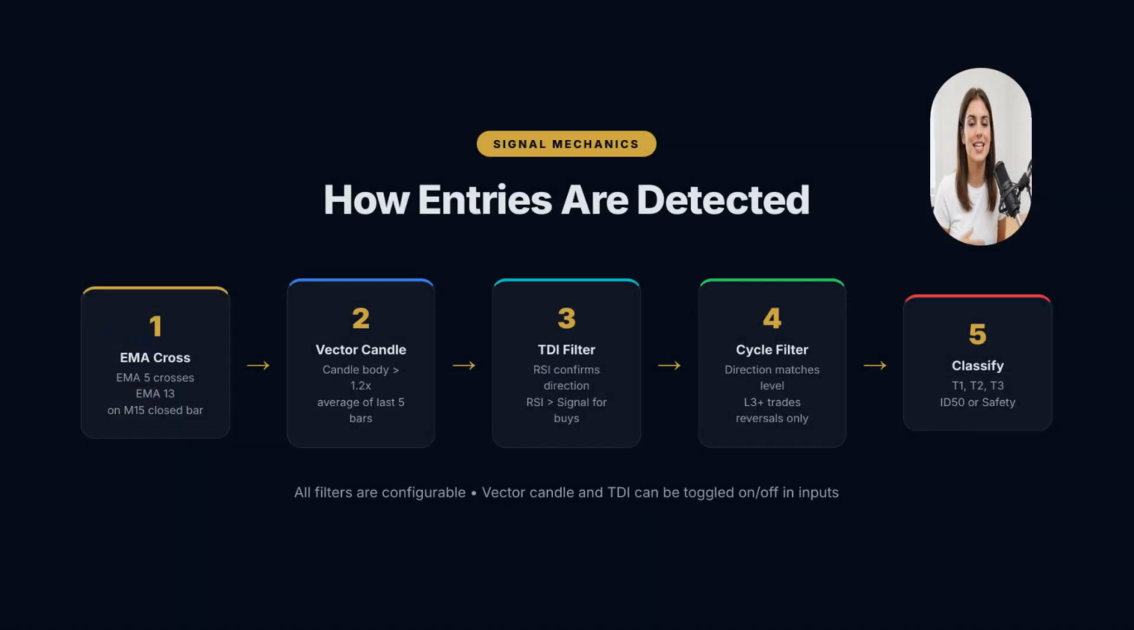Every entry requires the EMA 5 crossing the EMA 13 on M15. For buys, it's a cross upward. For sells, cross downward. The vector candle filter ensures the candle body is significant. The TDI filter checks RSI momentum aligns. And the cycle filter ensures you're trading in the right direction for the current level.